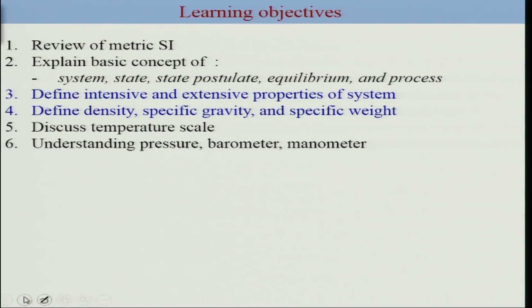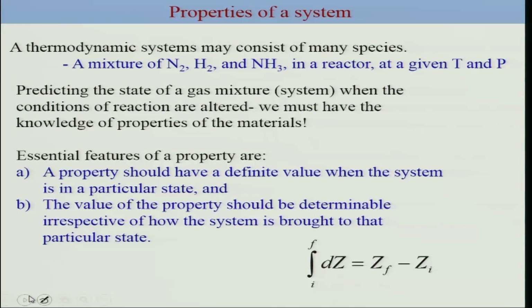So in the last lecture what we went through was a review of a metric SI and the concept of system, surrounding, boundary. Now we are going to talk about intensive and extensive properties. Okay, so let's look at a thermodynamic system which may consist of many species. For example, you can look at nitrogen, hydrogen and NH3 in a similar example which we had earlier in the lecture for the production of ammonia.